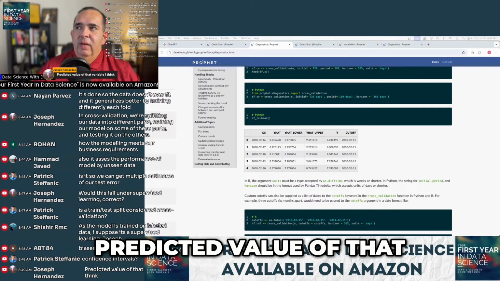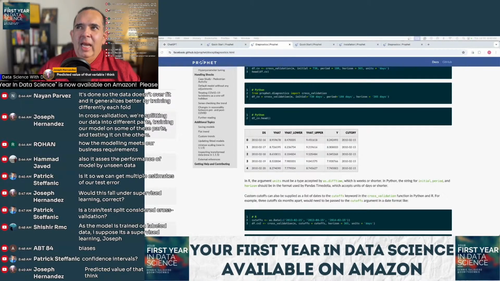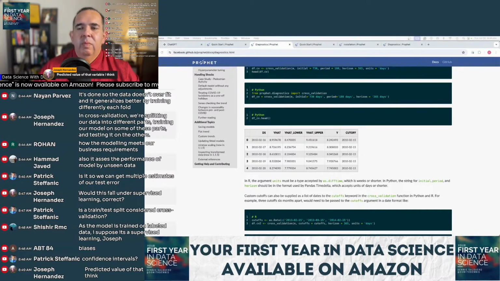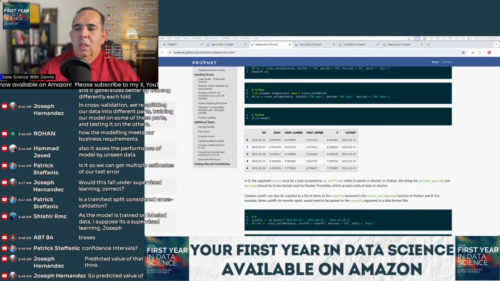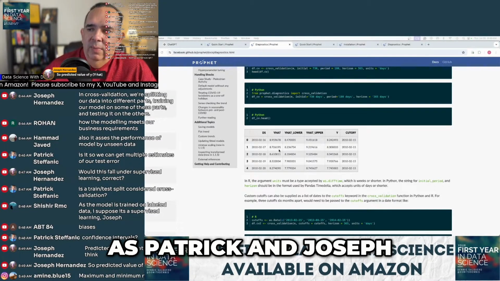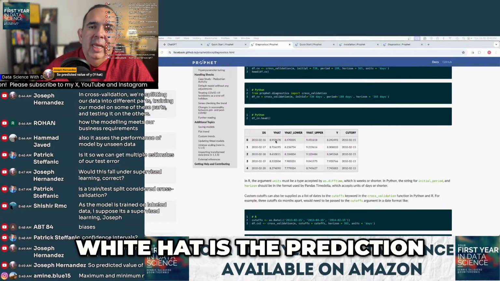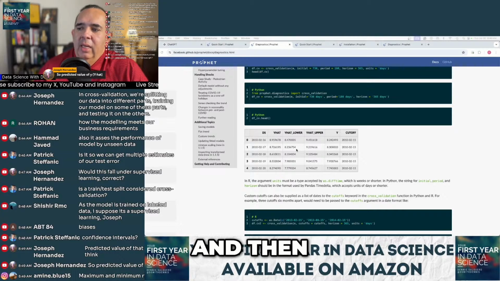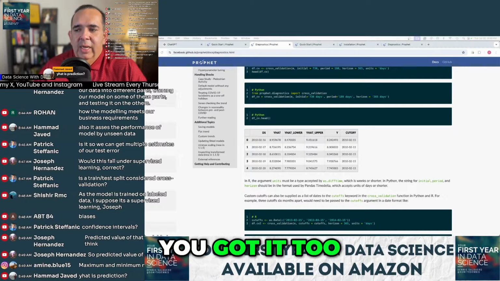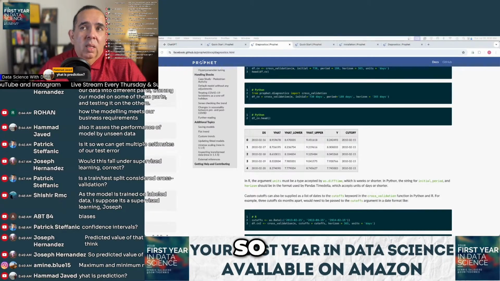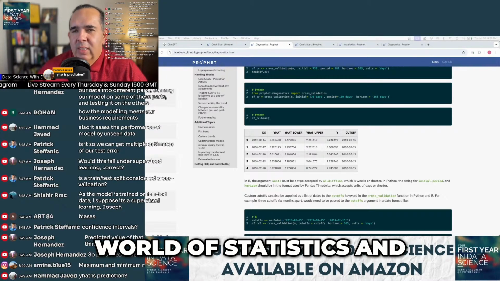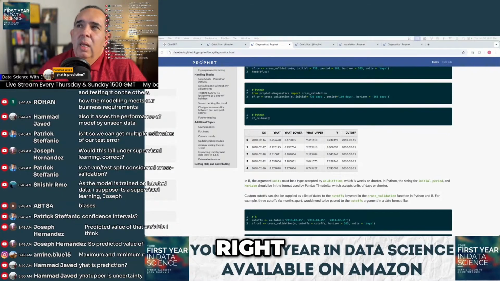Joseph says predicted value of that variable, I think. Yeah, that's one of these columns, but there's three columns, Joseph. Yeah, okay, yep, you're right. You've correctly identified y hat, right? So let's all agree, as Patrick and Joseph both pointed out, y hat is the prediction, right? And then Amina says maximum, minimum. Yeah, exactly. That's exactly right. Hamad, yeah, you got it too. Y hat is prediction. So you wouldn't know that unless you've had statistics training, because y hat is more from the world of statistics than data science strictly, right? And that's exactly what they are.